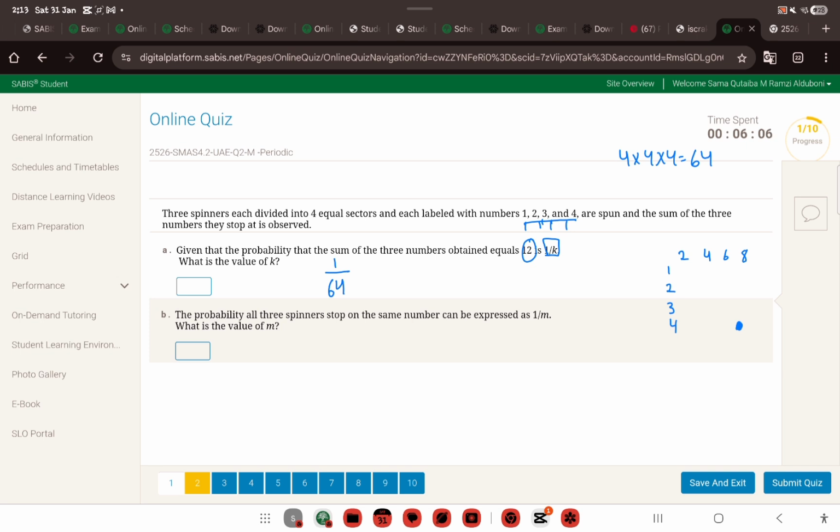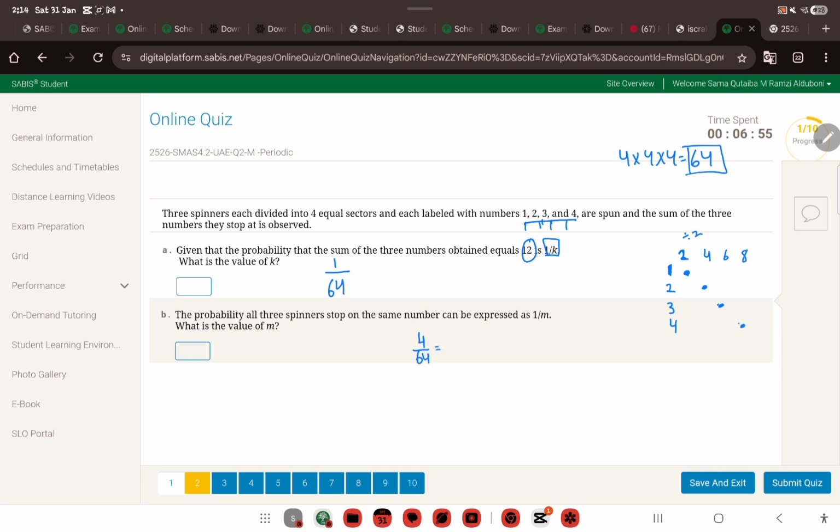So, the probability all 3 spinners stop on the same number can be expressed as 1 over m. So we have 1, 1, 1, 2, 2, 2, 3, 3, 3, 4, 4, 4. So we only have 4 possible ways in which the 3 spinners land on the same number. So we do 4 divided by the total number of arrangements, which is 64. So we do 4 divided by 64.